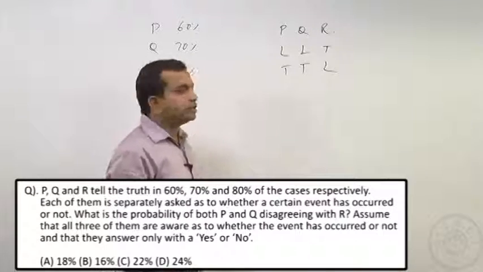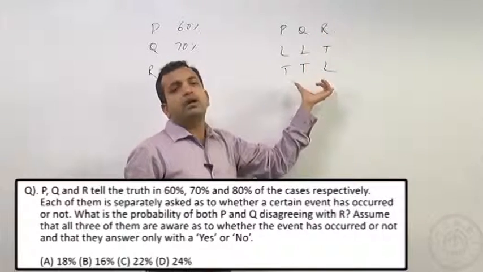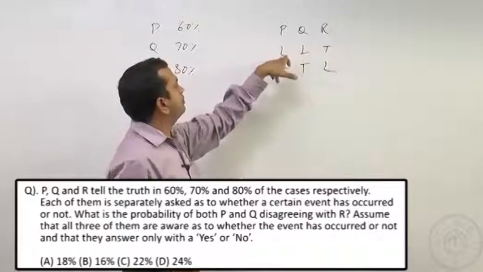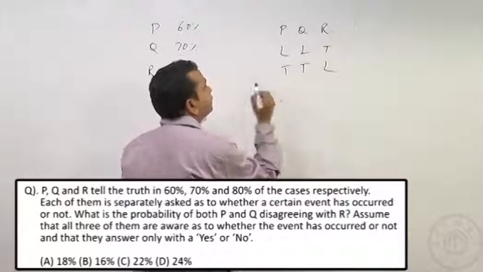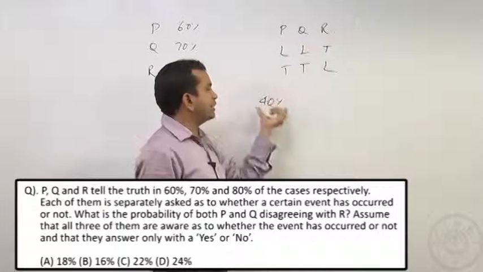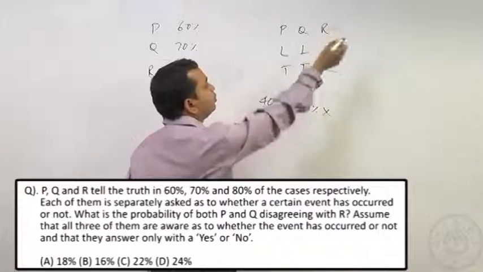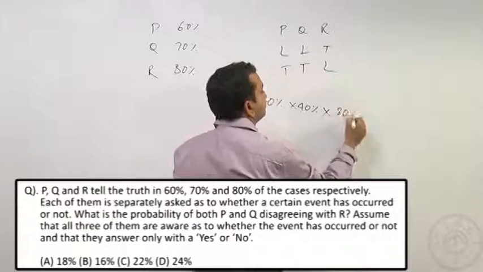Now we have to explore scenarios where the probability of this happening and the probability of this happening. Now what is the probability of this happening? What is the probability of P lying? The probability of P lying is 40%. And at the same time Q has to lie, right? It's not that this plus this. So which means another 40% into the probability of R telling the truth, which is 80%.